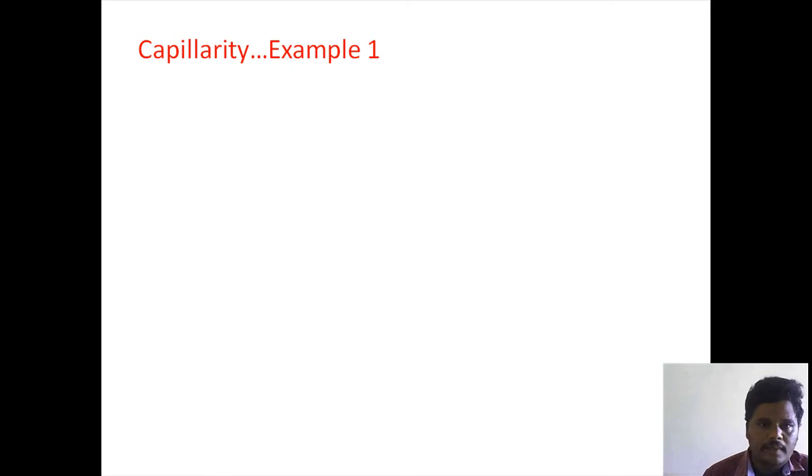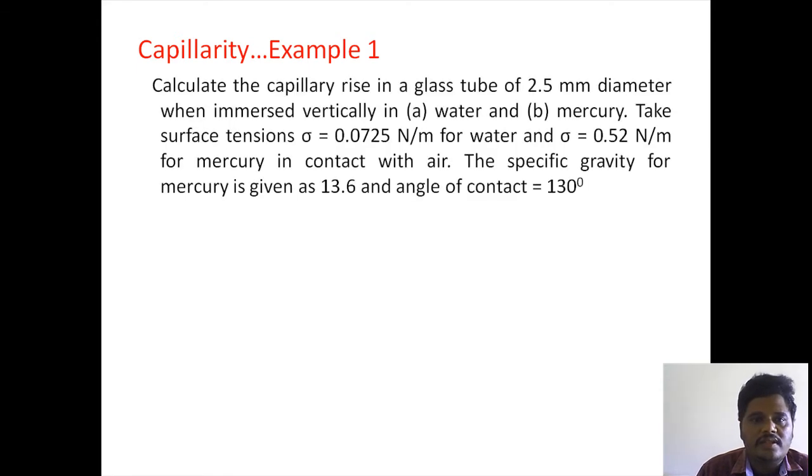Next video, calculation for size of exemplary. Given: calculate the capillary rise in a glass tube of 2.5 mm diameter when immersed vertically in water and mercury. Take surface tensions: the surface tension of water is 0.0725 Newton per meter, and the surface tension of mercury is 0.52 Newton per meter in contact with air.